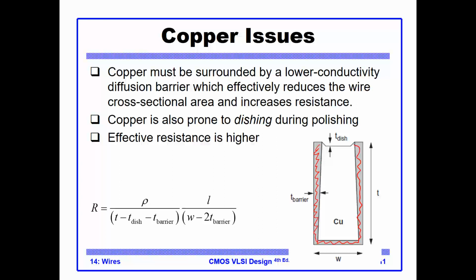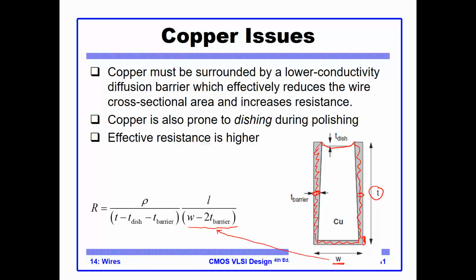So what's the problem? Well, the problem is that now W has been reduced. W is no more W. W now is smaller. It is W minus T barrier, because I have a T barrier here and a T barrier here. And even also thickness. We notice that we have a T barrier here and on top what we refer to as the dishing effect.